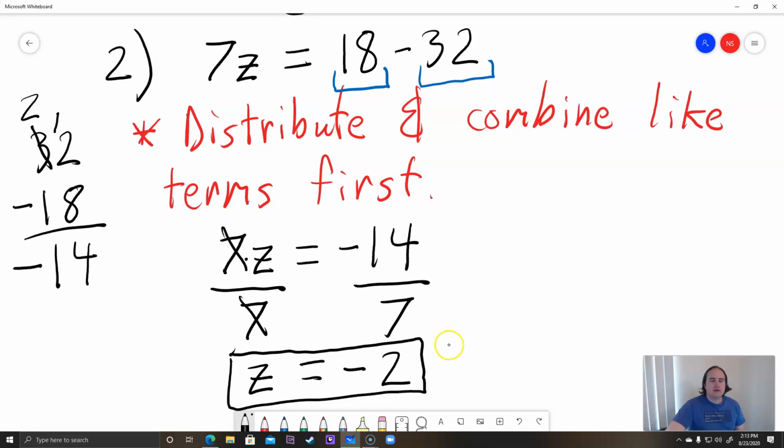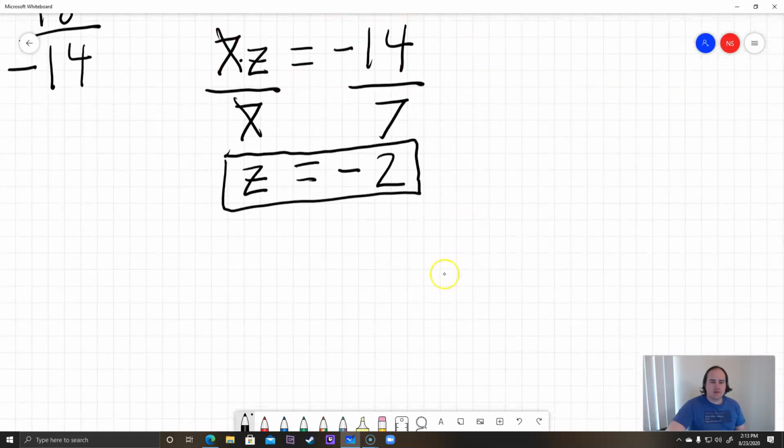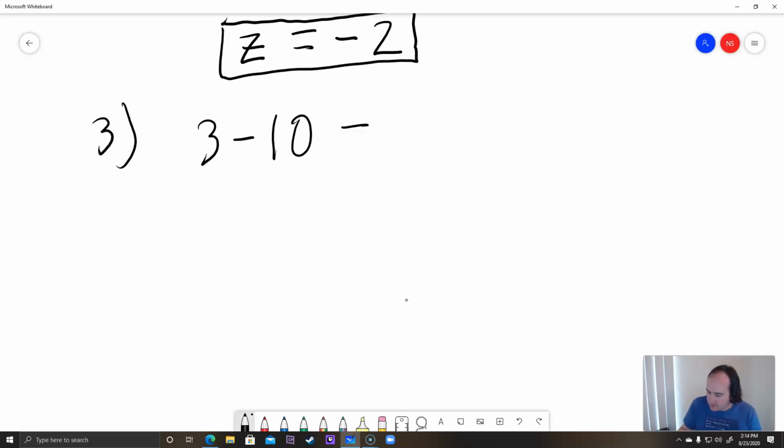Okay, cool. So we're just going to see harder and harder examples to make sure you guys are prepared for the quiz and your homework. Okay, so let's see example number 3 here. Okay, this one is 3 minus 10 equals z divided by negative 4.